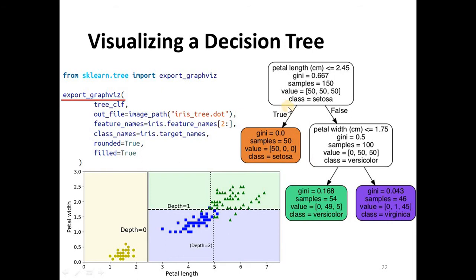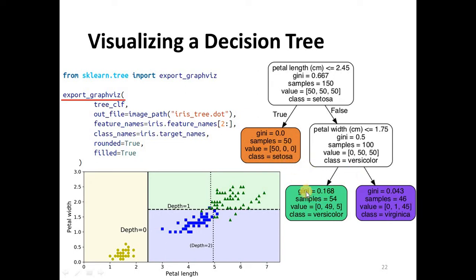Here we can visualize the created decision tree. This tree was drawn using the export_graphviz graph visualization function. We give it the model. We give it the output file where this graph will be stored. The feature names are the last two features, and we also give it the class names. Rounded shapes and filled. You see how they are filled with colors.